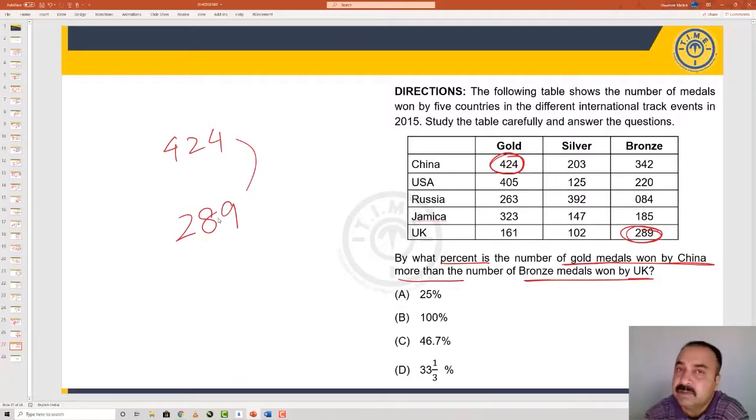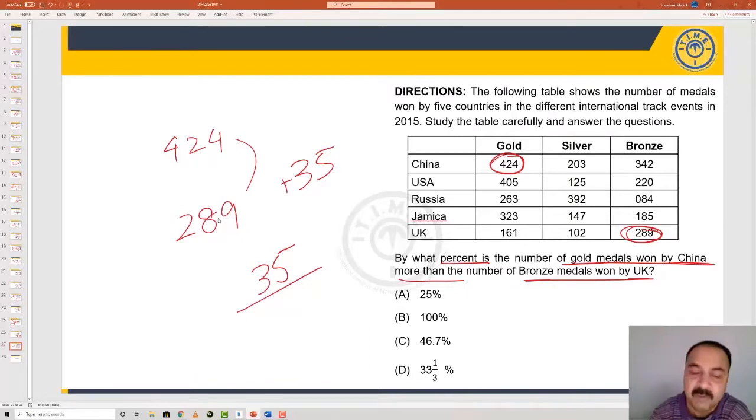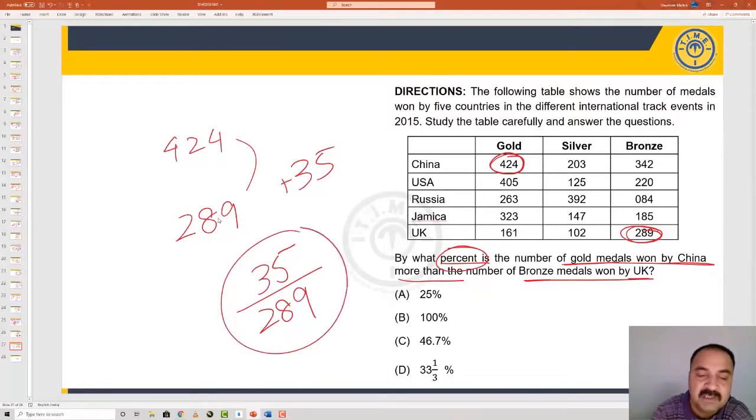From 289 to go to 300, we need to add 11. 89 plus 11 is the next 100. And to 300, we have to add 24. So 11 plus 24 gives me 35. So the gap is 35. So the number of gold medals by China is 35 more than the number of bronze medals by UK. And the question is, what is the percentage? So how much is this percentage going to be? That is the question.